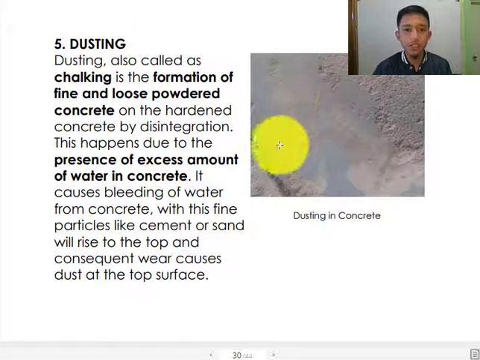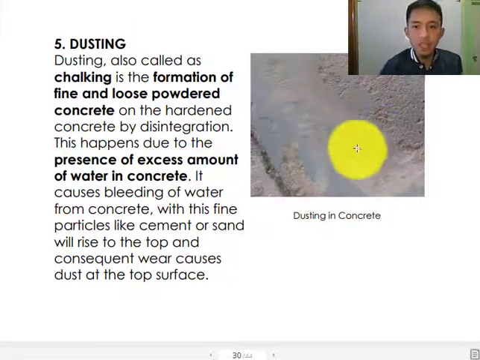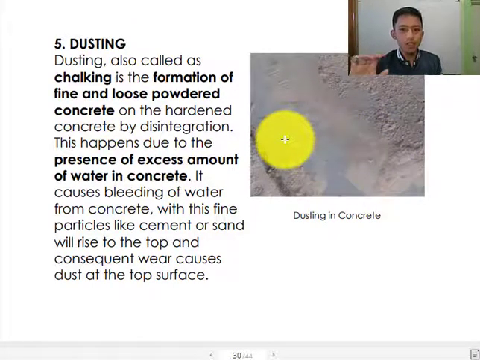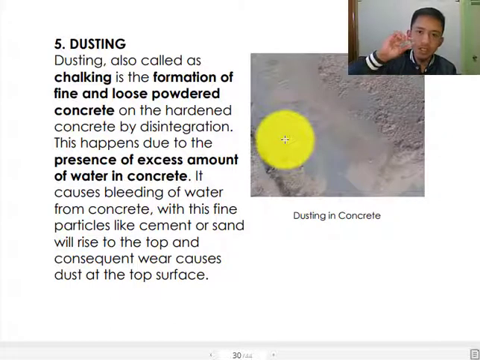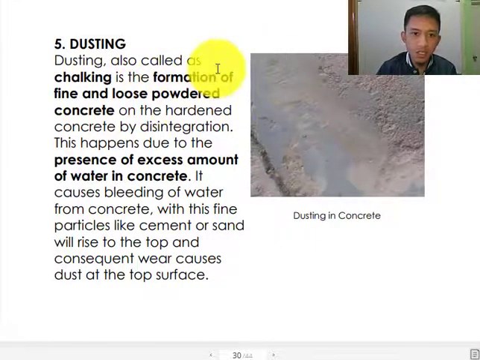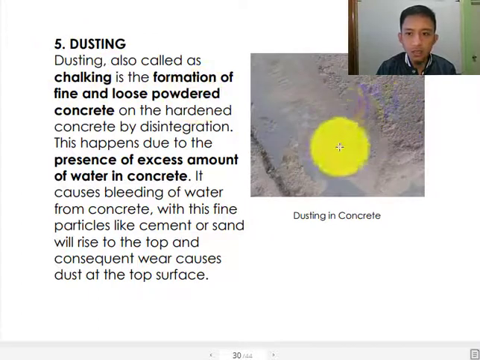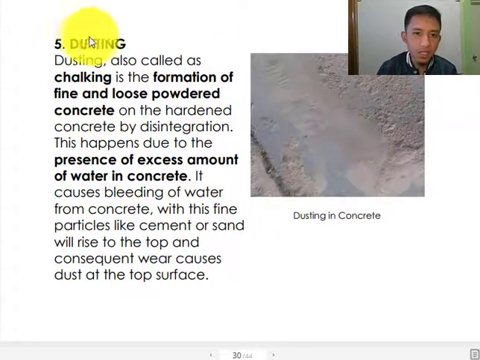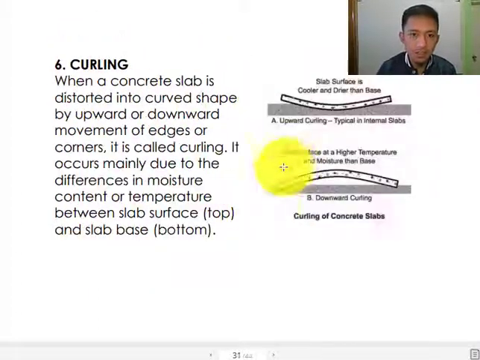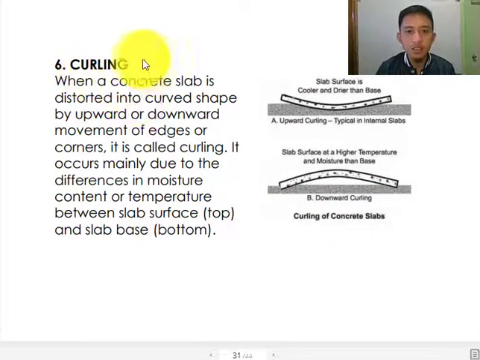Dusting. Again, this is because of bleeding. Because of bleeding, the excess water and then the cement will go on top. So that will make a weak band, or that is now the laitance. Actually, the removal of that laitance, we call that dusting. Okay, so dusting.